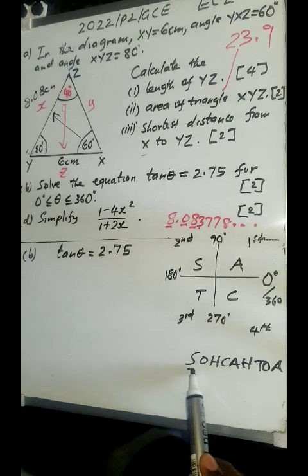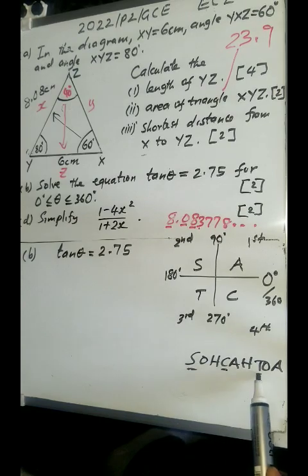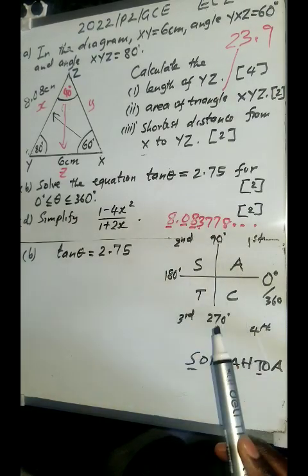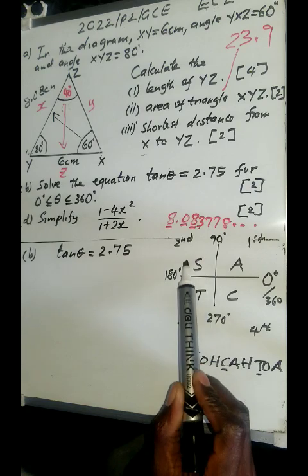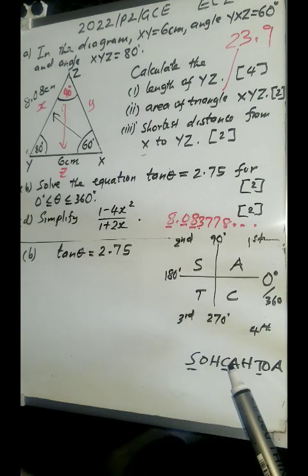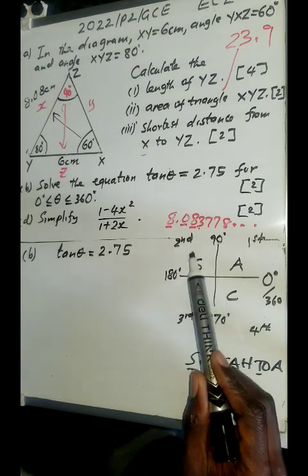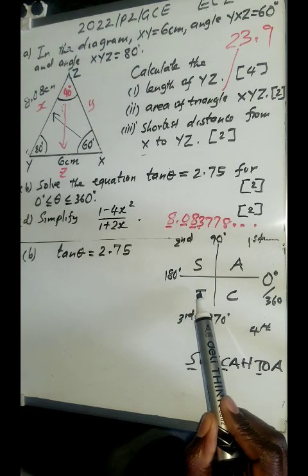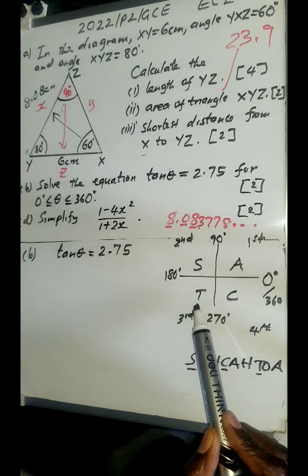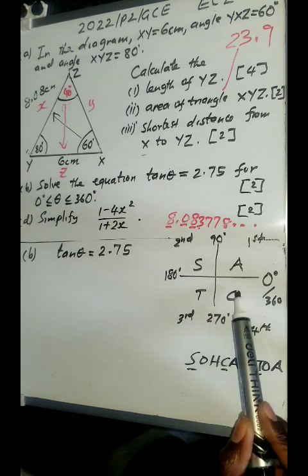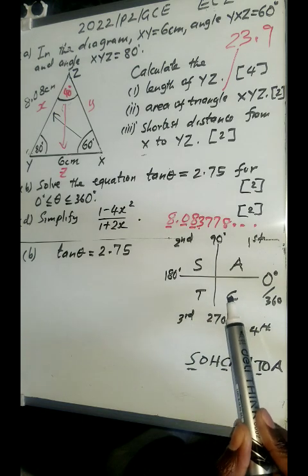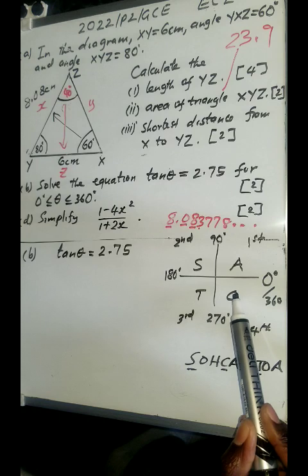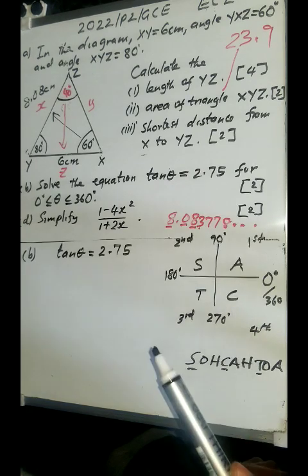In this case, sine, cosine, and tangent, they are all positive in the first quadrant. In the second quadrant, only sine is positive, meaning the rest, such as cos and tan, will be negative in here. In the third quadrant, only tan is positive. The rest, sine and cos, will be negative. In the fourth quadrant, only cos is positive. The rest, sine and tangent, will be negative in there.